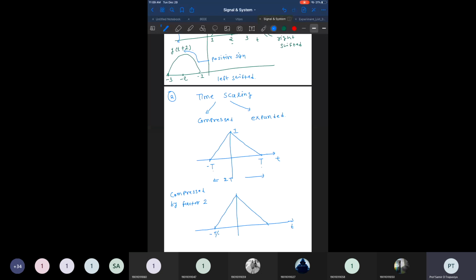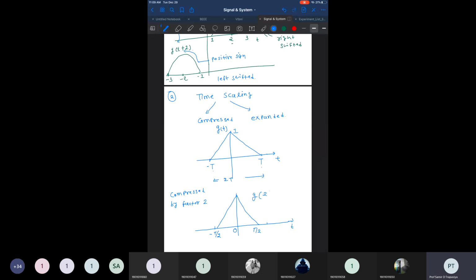I will show it in real compression. So that is like this one. This is compressed, right? And after compression, you are getting the new points as minus T half and T half. And if this is my signal g of t, how do we represent this signal which is compressed by factor 2? If any signal is compressed by factor 2, we can represent it as g of 2t. Here 2 is known as the compression factor.